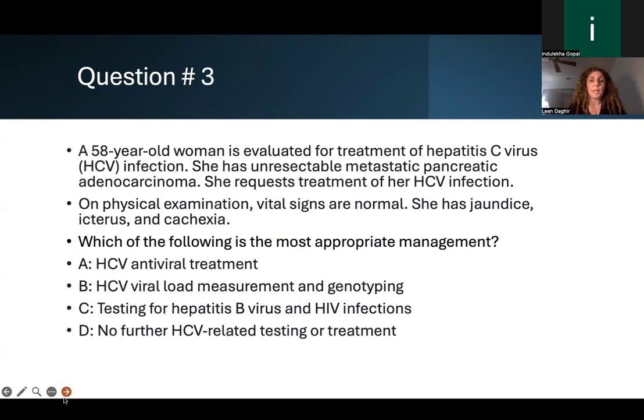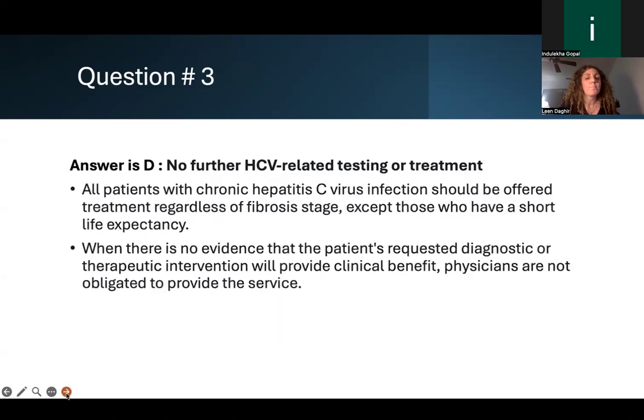And the last question: a 58-year-old woman is evaluated for treatment for hepatitis C virus. She has unresectable metastatic pancreatic adenocarcinoma and requested treatment for hepatitis C. Which of the following is the most appropriate management? The answer is no further hepatitis C related testing, because the patient has a limited life expectancy and doesn't meet criteria for hepatitis C treatment.